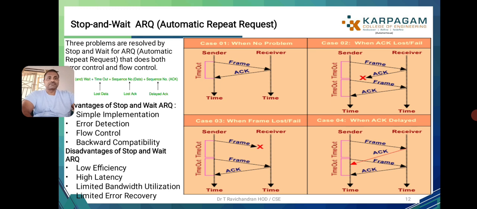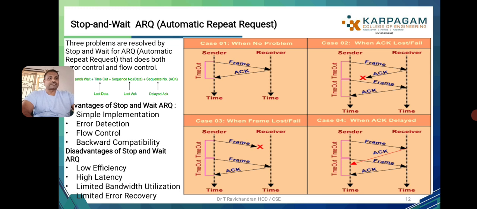The second problem is that the frame is lost. The sender sends the frame but it does not reach the receiver. So the receiver cannot give the acknowledgement. The sender waits for the particular time period, and the acknowledgement does not arrive. The timeout is over, and automatically the sender regenerates another frame.